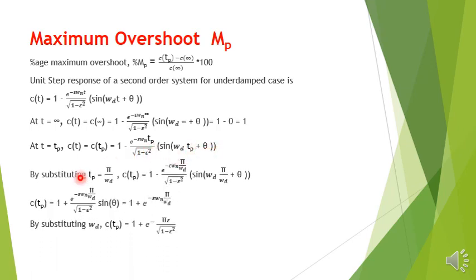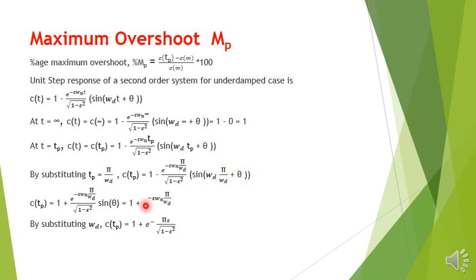If I substitute tp is equal to pi by omega d, as we have derived in the previous slide, what happens? C of tp is equal to 1 minus e to the power minus zeta omega n pi by omega d, and this so on. So here what will happen? C of tp is equal to 1 minus, sin, e to the power minus this one. So this pi by omega d gets cancelled. So it becomes sin theta.